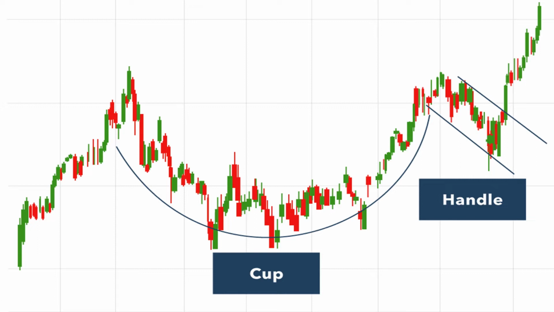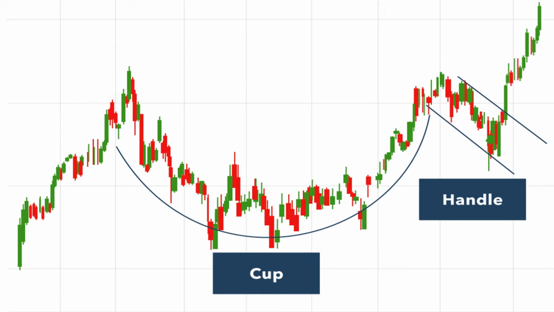The pattern, which is the rounding bottom, should be in a U shape. You should avoid a sharp V shape because this then changes the pattern. The softer the U shape of the cup, the more it ensures that the cup is a consolidation pattern. As you practice and gain experience, you'll get better at recognizing and using this pattern.